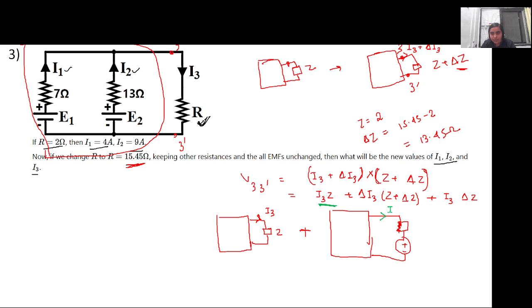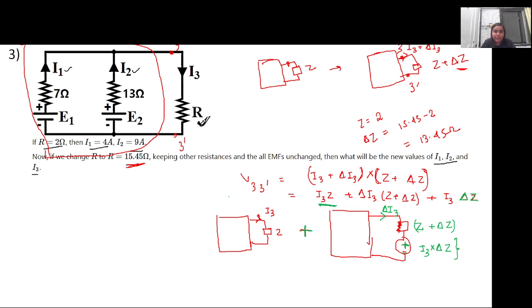in the new circuit, del I3 current is flowing, so this will be replaced by a series resistance equal to Z plus del Z, and a voltage source given by I3 into del Z. This is using the compensation theorem, which incorporates superposition and substitution. Why? In place of the current flowing through the impedance, we are replacing it by a voltage which is current into the impedance, in which case this is the resistance.